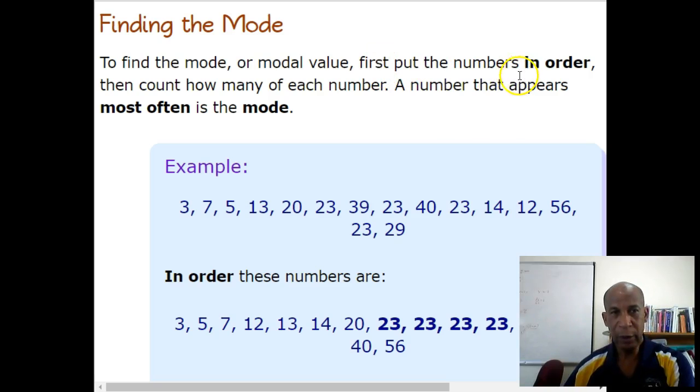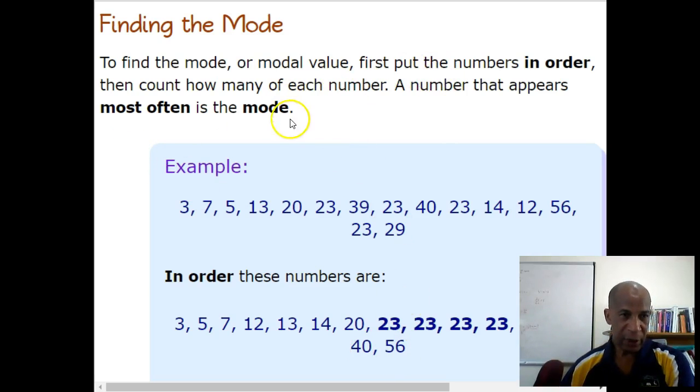put the numbers in order. So in our example we have 7, 3, 5, 13, 20, 23, 39, 23, 40, 23, 14, 12, 56, 23, 29. We need to put them in order. So we are going to put them in order, and we get the ordered set as 3, 5, 7, 12, 13, 14, 20, 23, 23, 23, 23, 29, 39, 40, and 56.